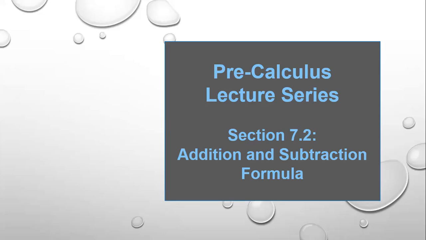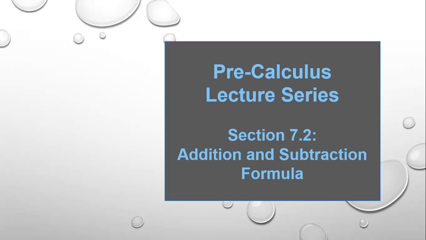In this video, we're going to start section 7.2. This chapter is called Analytical Geometry. Basically, we're going to talk about a lot of the formulas derived from the trig functions. In the previous video, we covered some basic identities like reciprocal, Pythagorean, and cofunction. Today we're going to talk about another very important set of formulas: the addition and subtraction formulas.